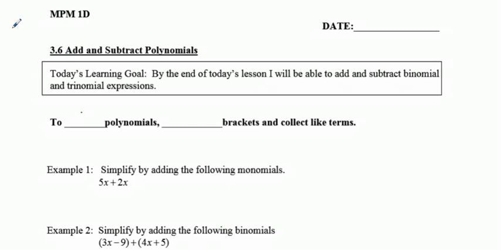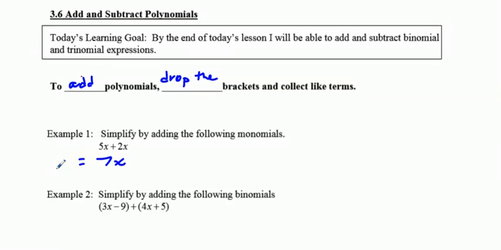So, to add polynomials, you are going to drop the brackets and collect like terms. It's a very simple rule. So it says simplify by adding the following monomials. If you've got 5x plus 2x, 7x. Very easy. If you've got something more complicated than that, it might be in brackets.